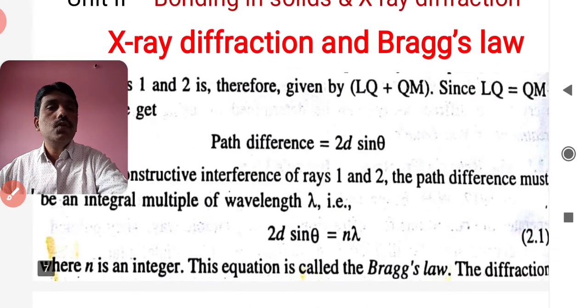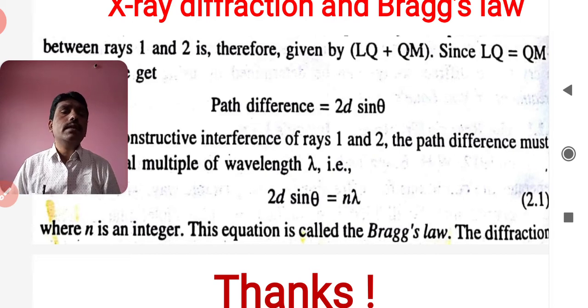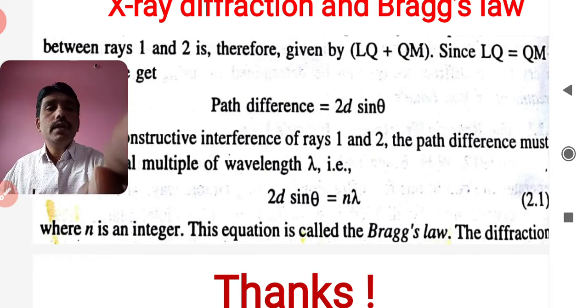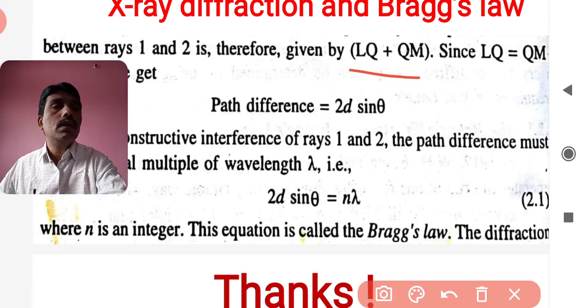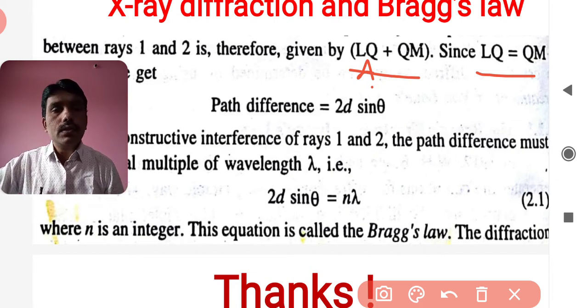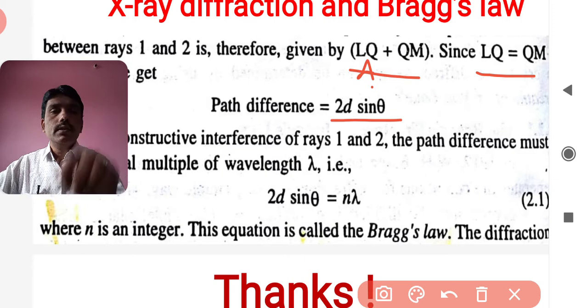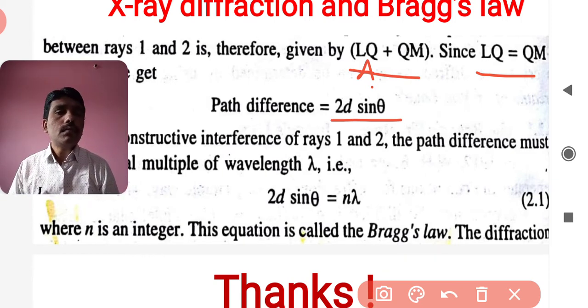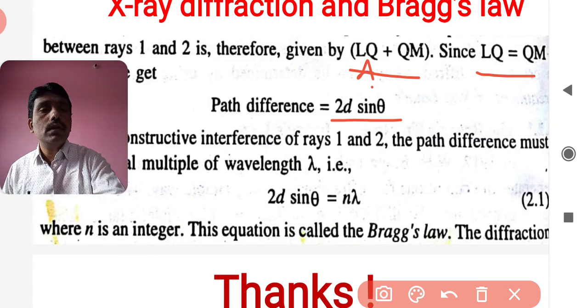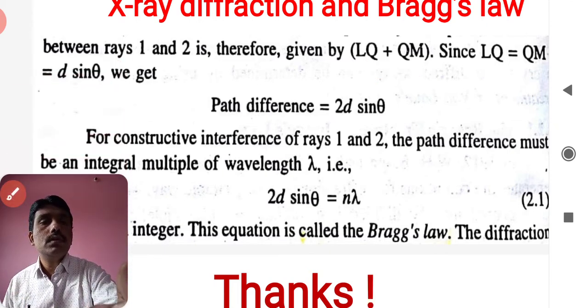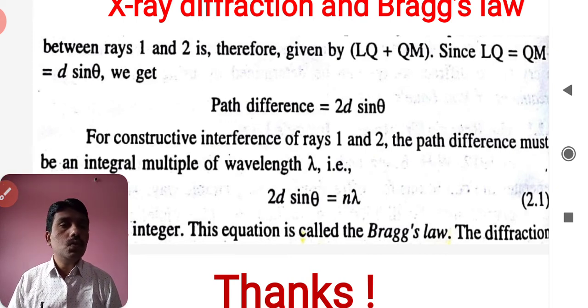Now between the first and second rays, the path difference relationship is there, where we can calculate LQ plus QM. As LQ is equal to QM, if LQ is d, then d plus d gives you 2d. That means the total path difference will be 2d sine theta, using the right angle triangle phenomena. And for constructive interference of the rays 1 and 2, the path difference must be an integral multiple of lambda.